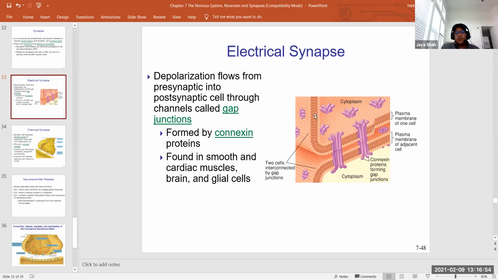Let's see this. If we stimulate this cell and open sodium channels, and sodium gets inside this cell, then what happens? Sodium can easily pass through this channel and go to the cytoplasm of another cell. So depolarization, which is sodium flow or any potassium ion flow, flows from the presynaptic into the postsynaptic cell through the channels that are called gap junctions. And these gap junctions are formed by connexin proteins. Okay. We're not going to go into detail about that.